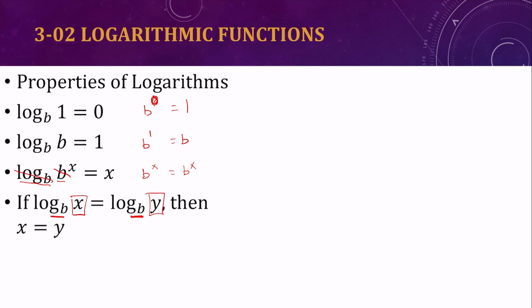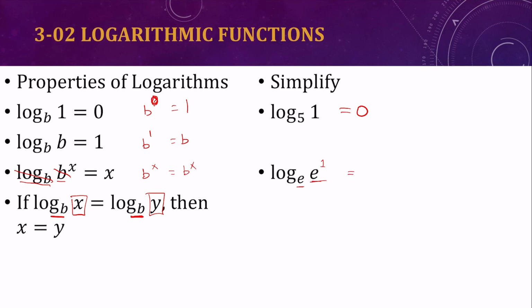So let's try some examples. Simplify log base 5 of 1. Well, using the first property, log of base anything of 1 is 0. How about the next one? Let's see. Those are the same. The exponent is 1. That equals 1 using the second property.